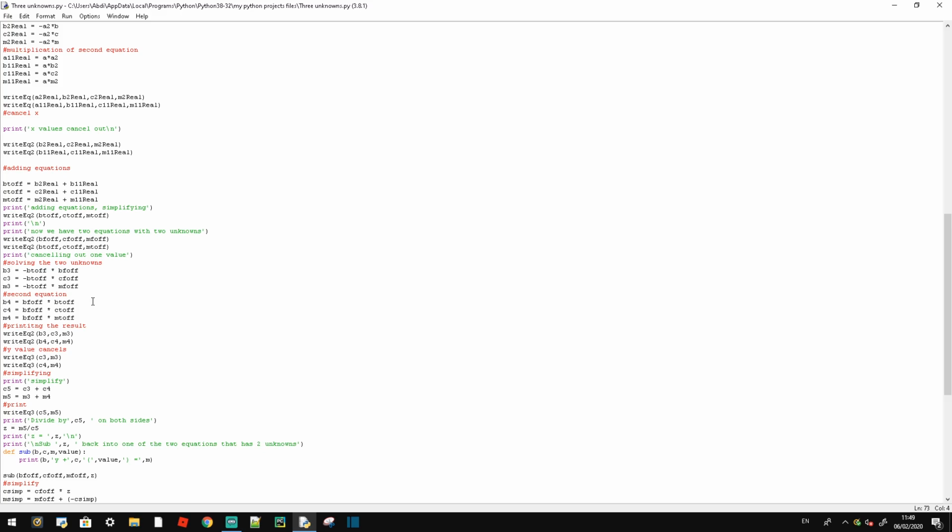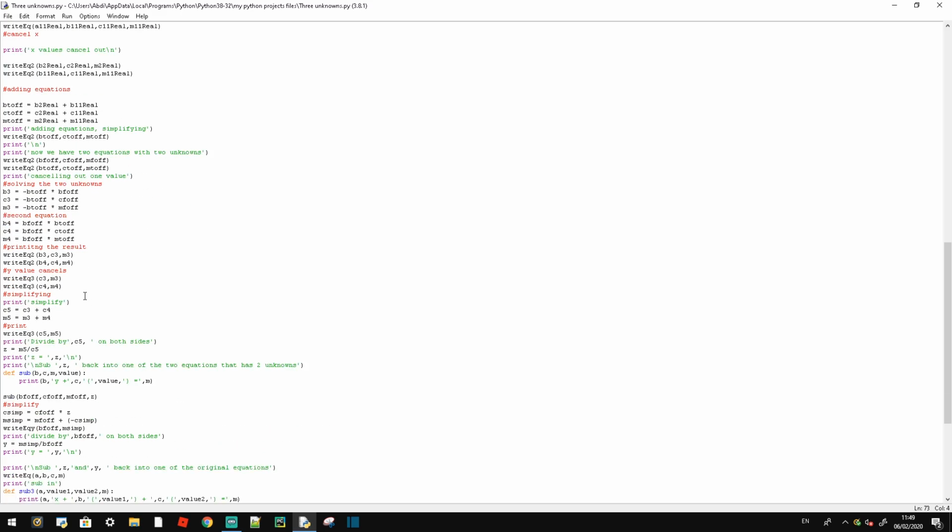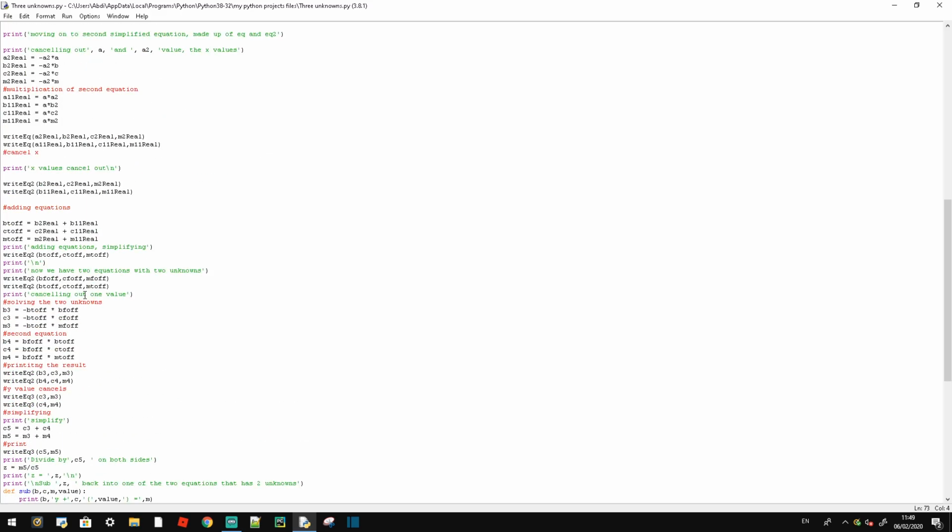So after solving that, we get the answers for the 2 variables, so we get the answers for y and z, and then just simply sub it back into one of the original equations with 3 unknowns to find x.